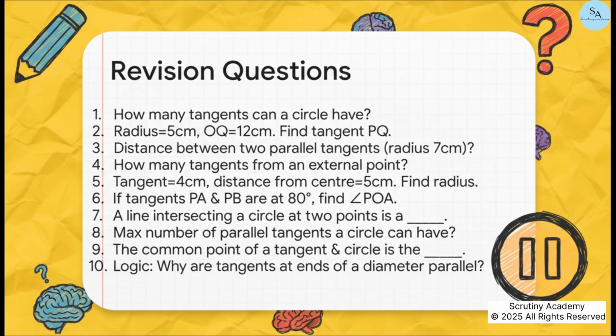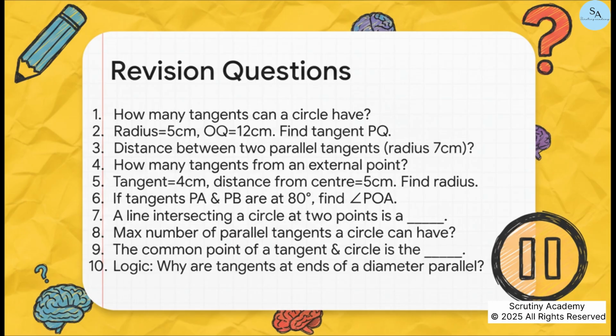For 6, the answer is 50 degrees. Number 7, that's a secant. Number 8, a circle can have 2 parallel tangents at the very most. Number 9, that's the point of contact. And for number 10, the logic is that the tangents are both perpendicular to the diameter, making them parallel.